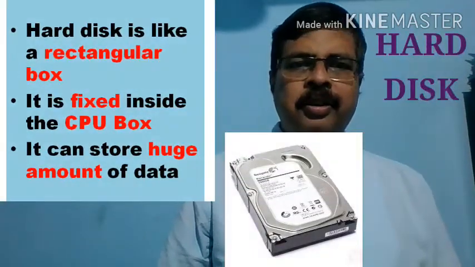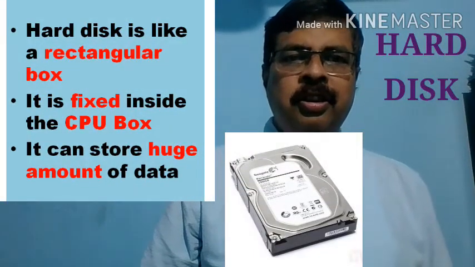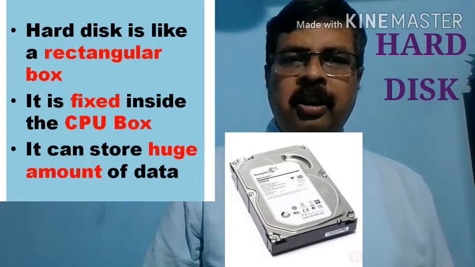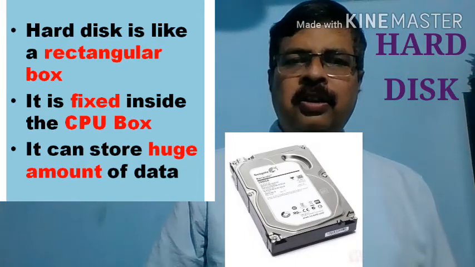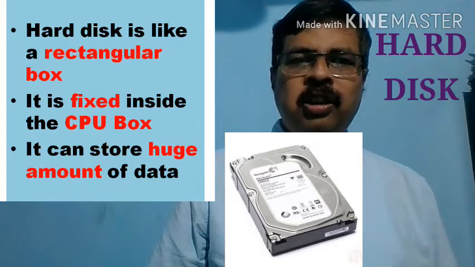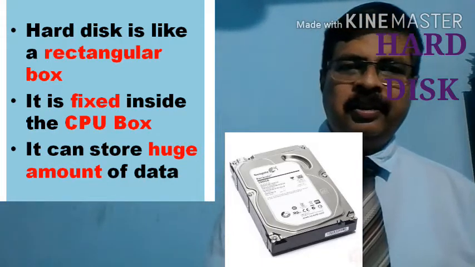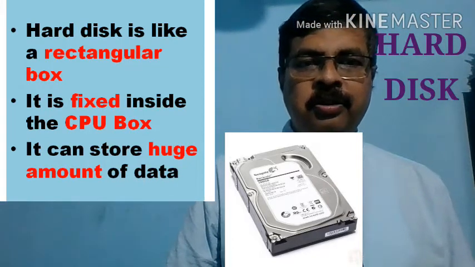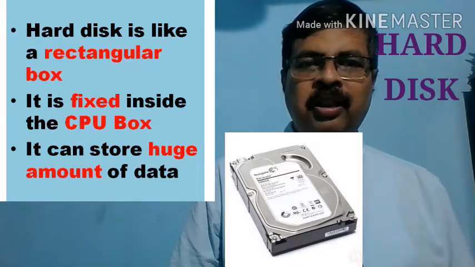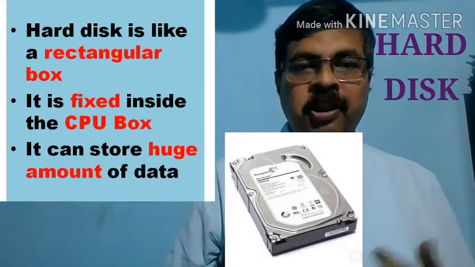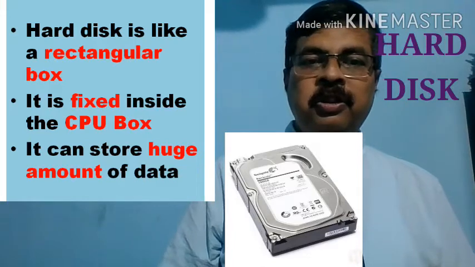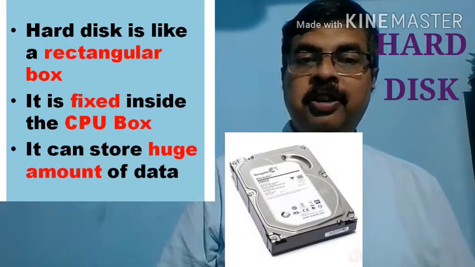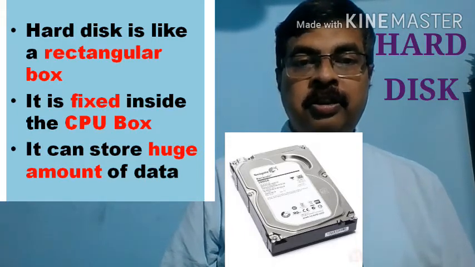Hard disk. The hard disk is like a rectangular box. This picture shows it is just like a rectangular box. In fact, if you look at its size, it looks like a small tiffin box. It is fixed inside the CPU cabinet, so you cannot normally see it. Just like you cannot see your brain or anybody's brain, the hard disk is also fixed inside the CPU box and you cannot see it.